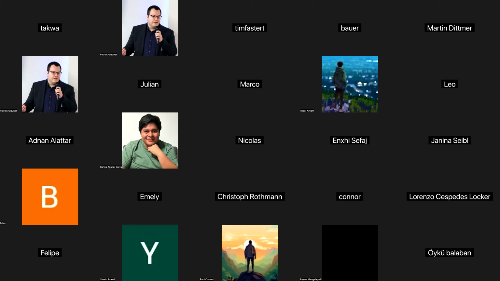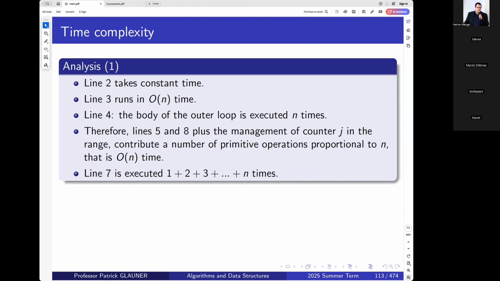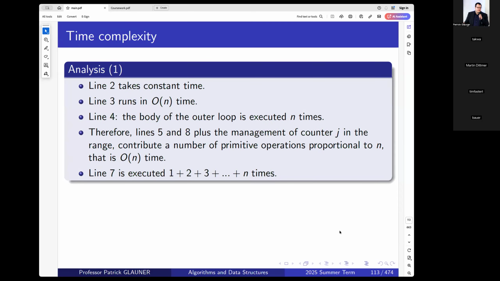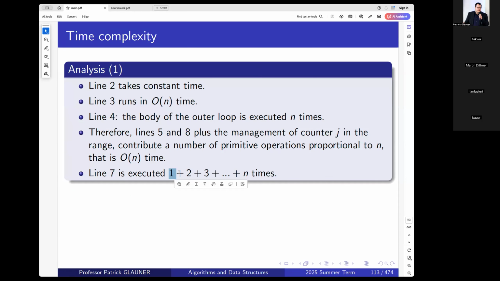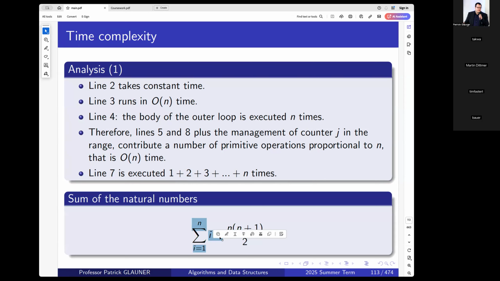And that's exactly what I have prepared for you in the slides. So we call this here line 7. This is the one we are most interested in. And this one is first run once, then 2 times, then 3 times. So we sum 1 and 2 and 3 and 4 up to n. And this sum here can be expressed as the following term. So the sum of i, where i is 1 up to n, can be expressed as n times n plus 1 divided by 2.